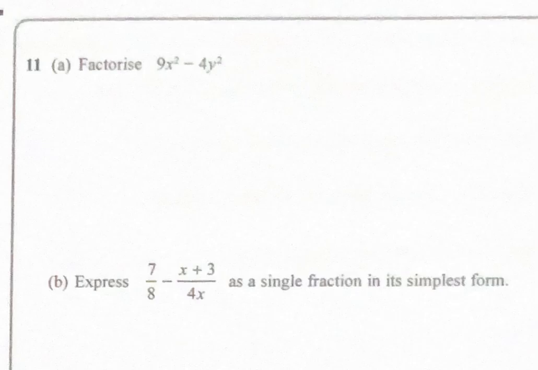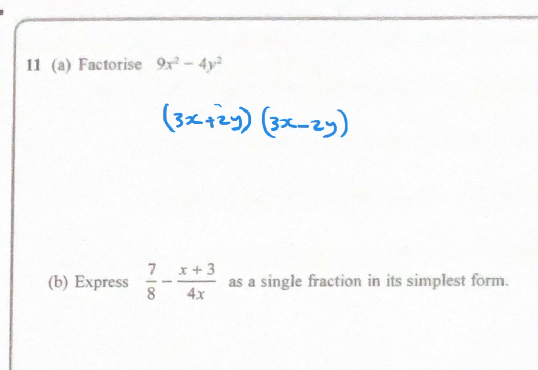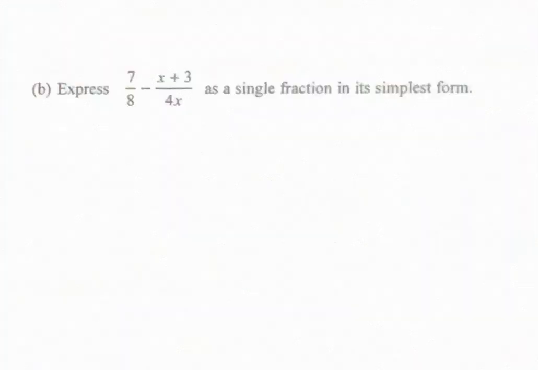Number 11a, factorize 9x squared minus 4y squared. No common factor, 2 terms, difference between 2 squares. So 2 brackets. Square root of 9x squared, 3x, square root of 4y squared, 2y, and 2y, plus, minus. This is how to factorize difference between 2 squares.